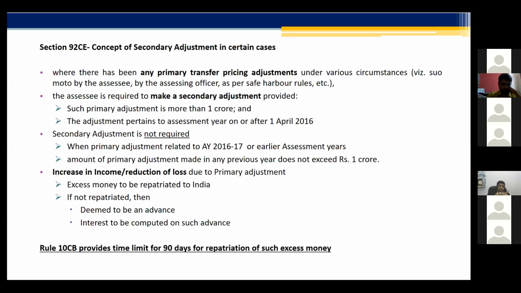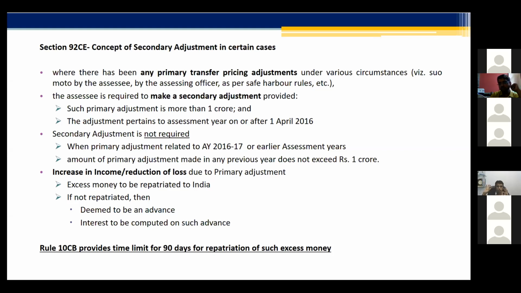But what does this tax audit report require of us? Wherever the primary adjustment has been made, and if the primary adjustment is of more than 1 crore, then this more than 1 crore has to be treated as recoverable from the associated concern. So if this 3% difference amounts to an interest of more than 1 crore, then the secondary adjustment has to be done and has to be reported in this particular clause.